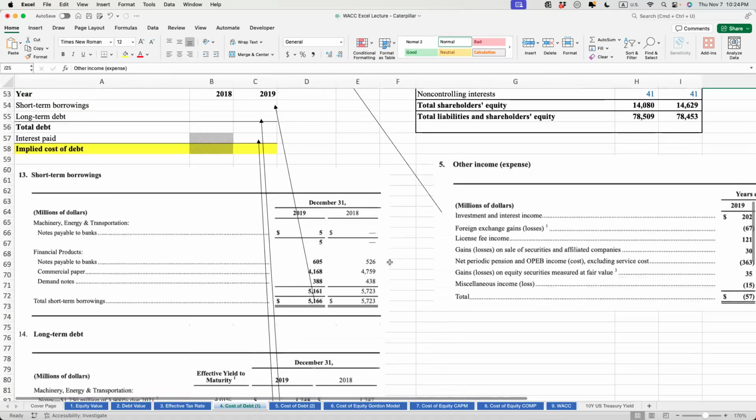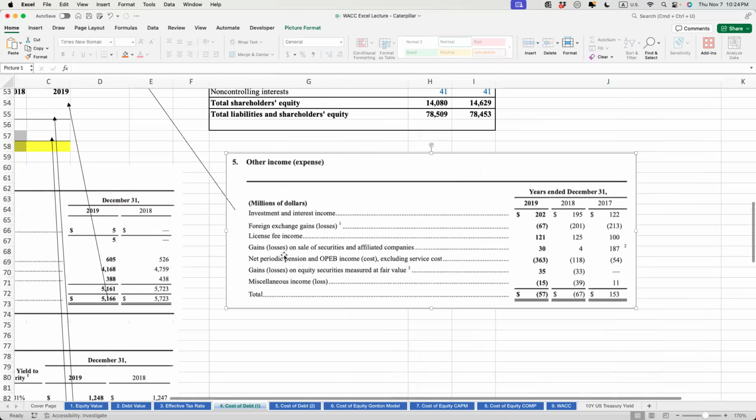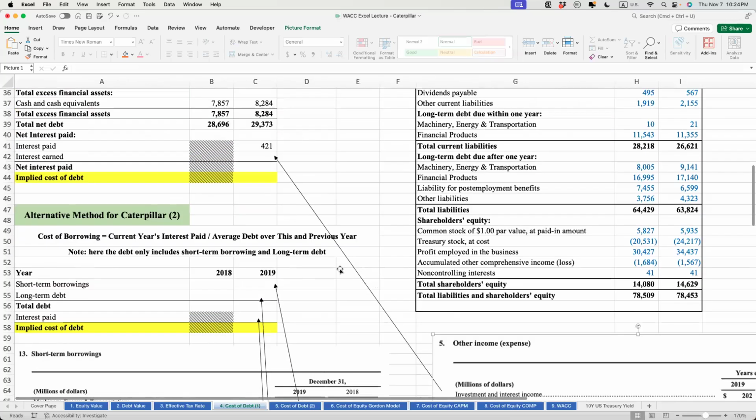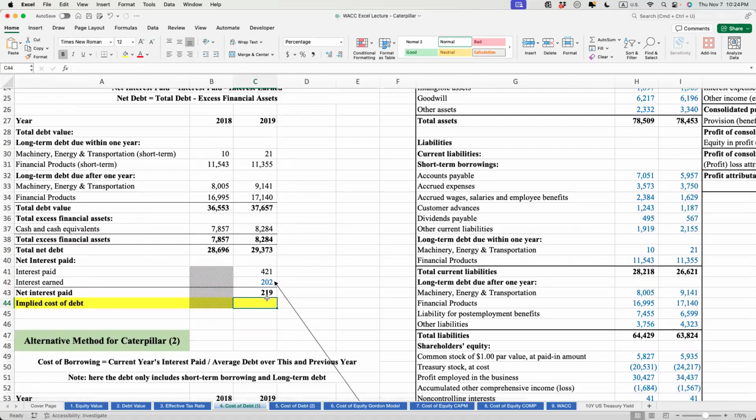So if you did a keyword search from their 10-K, this is the screenshot that I gave you. Under other income, you see that they list out the different other income they generated. But what we need here is the investment interest income for 2019. So that would be 202. Then for this one, we just have to hard code 202 here. Take the difference: use your interest paid, subtract the interest earned, and you get your net interest. And then for this implied cost of debt, we're going to use net interest paid divided by the average of net debt. Okay, why are we calculating it this way again? Because we believe the company is borrowing new debt to fund their cash reserve.